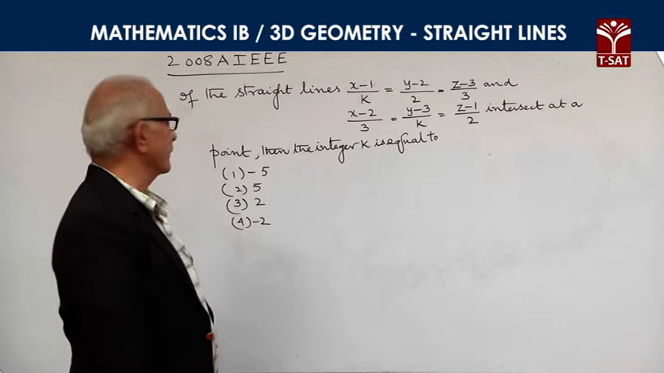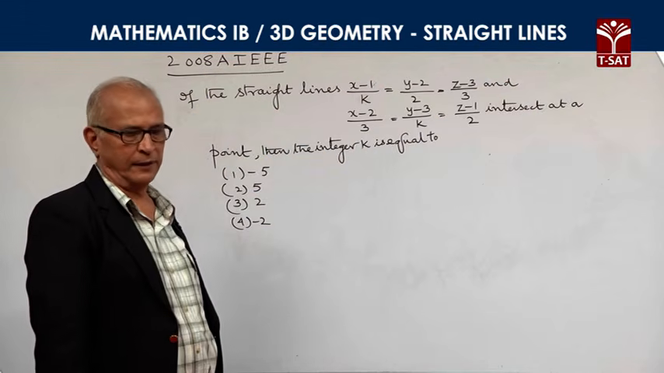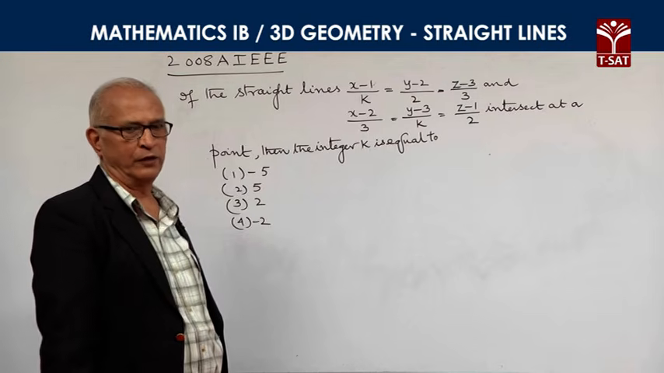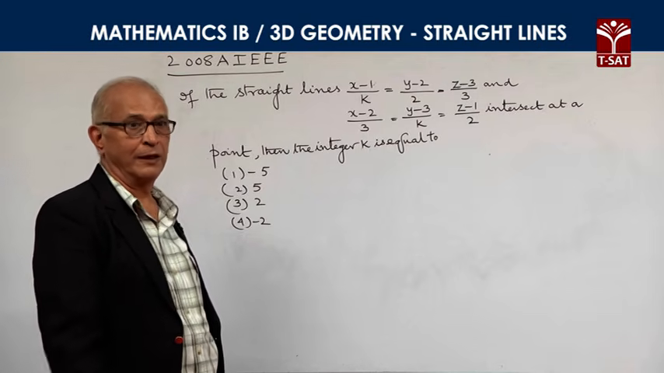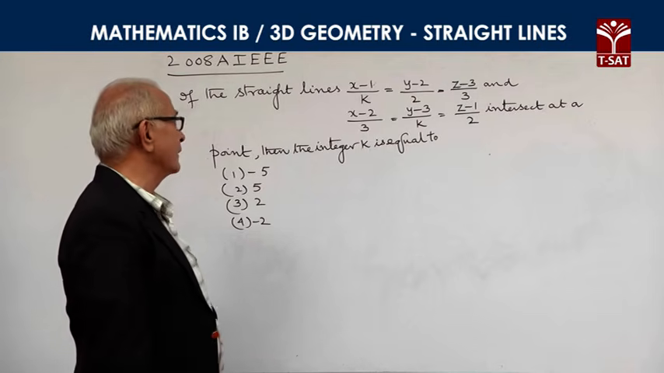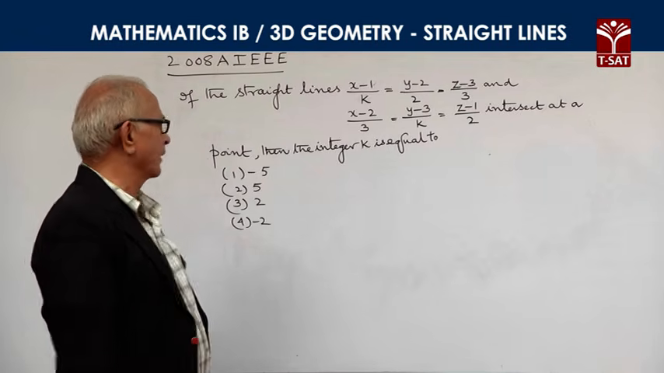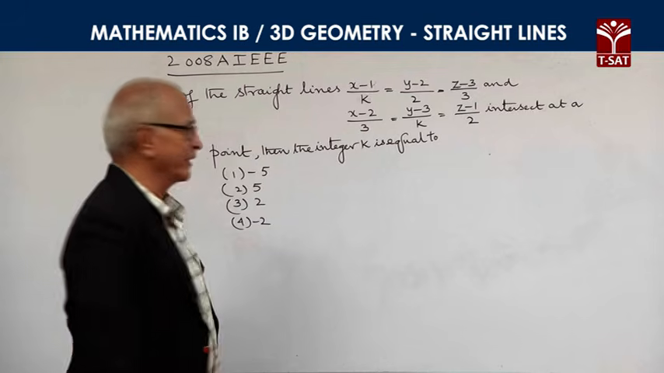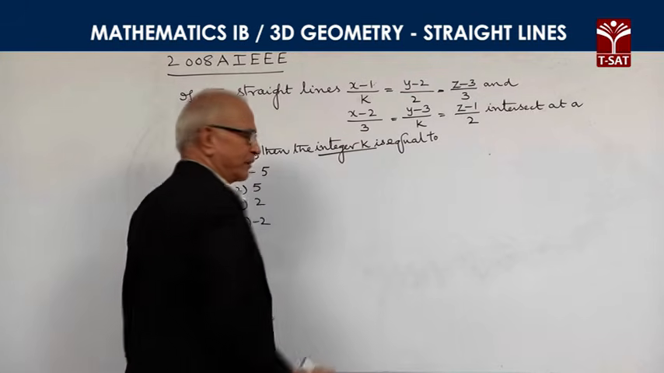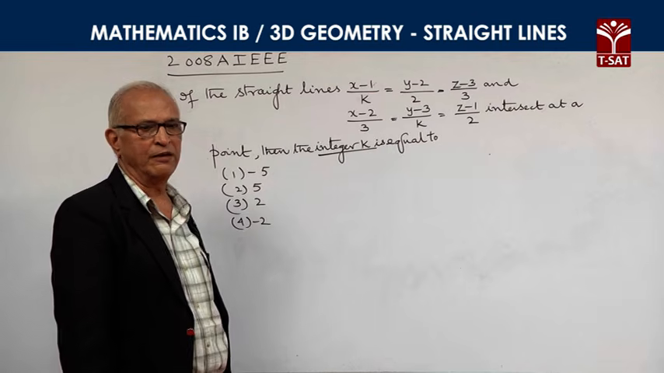If the lines intersect at a point, that means they are coplanar. Coplanar lines need not intersect, they could also be parallel. But here the fact is that these two lines are intersecting at a point, that means they are coplanar lines. What is the value? Integer value of k. He is asking the integer value, not every value of k, only the integer value.